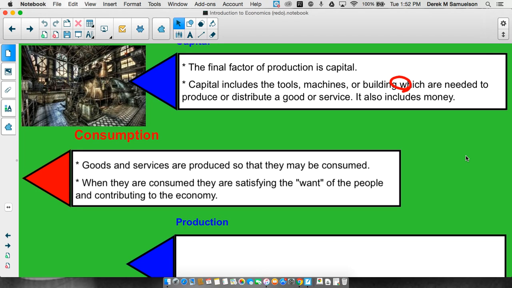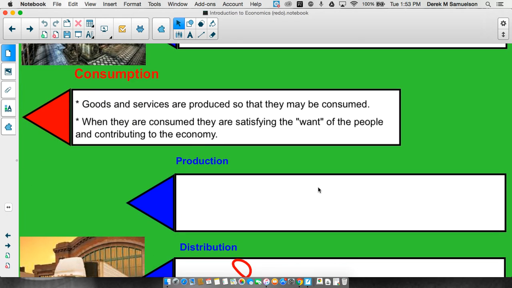Goods and services are produced for one reason, so that they can be consumed. When they are consumed, what they are doing is they're satisfying the want of the people. I really want a chicken sandwich. I'm going to consume that chicken sandwich. So we had a good, the chicken. We had a service, the person who put it together into a sandwich for me. And then me as a consumer consumed that sandwich and satisfied my want. Of course, there are many ways to consume things. You are consuming this video right now. How's it taste?